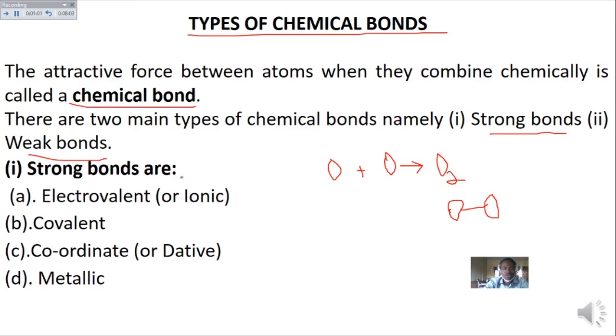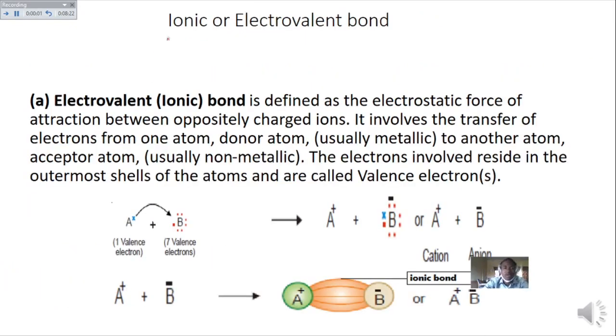Now when we're talking about strong bonds, we're talking about electrovalence as an example of strong bonds. We're talking about covalence. Then other examples of strong bonds are coordinate covalent and metallic bonds. These are examples of strong bonds. We are going to be taking them one by one. The first one we'll be talking about here is the ionic or electrovalent bond.